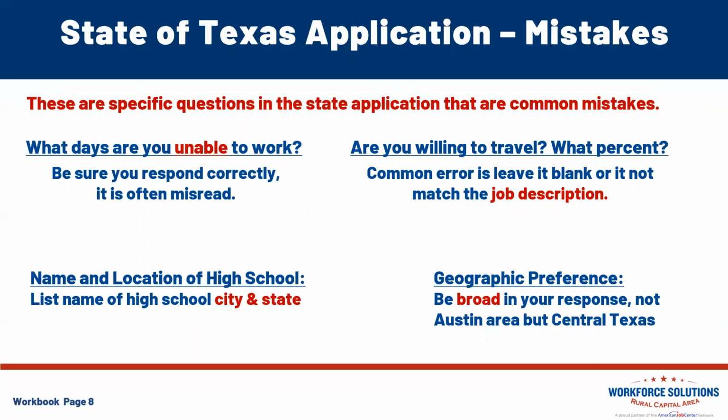If no travel is listed, it's always a good rule of thumb just to have 25% in there to show that you're flexible. The name and location of the high school: a lot of people just list the name of their high school without including the city and state, so be sure you include that. Your geographic preference of where you're willing to work in the state of Texas: don't just say the Austin area, but you could be broad and say something like Central Texas.